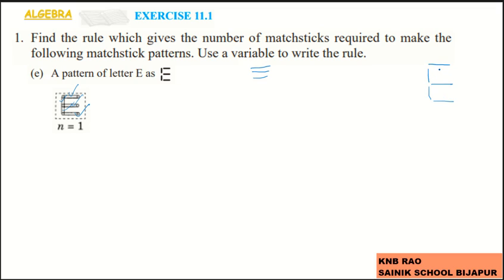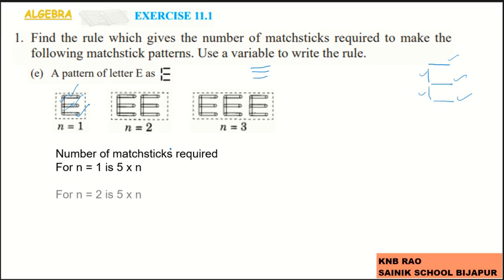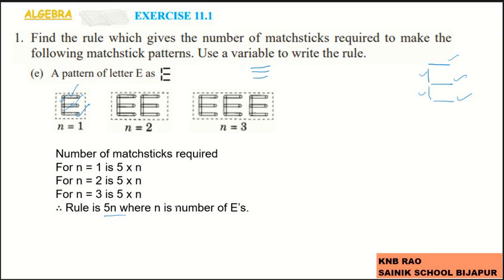So to form one E, I need 5 matchsticks: 1, 2, 3, 4, 5. So 5 matchsticks we require. To form 2 E's, I need 10 matchsticks. To form 3 E's, I need 15 matchsticks. Therefore, the number of matchsticks required would be 5 times n, where n is the number of E's that we are forming.